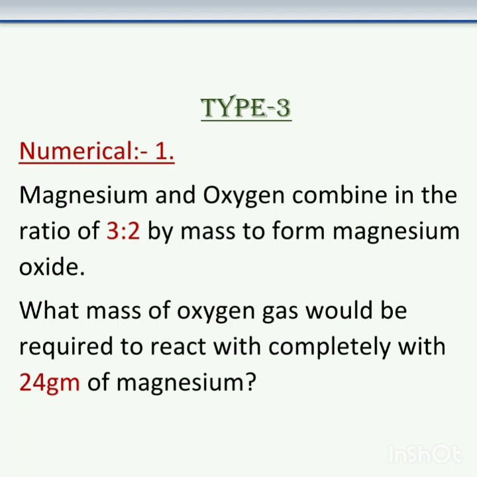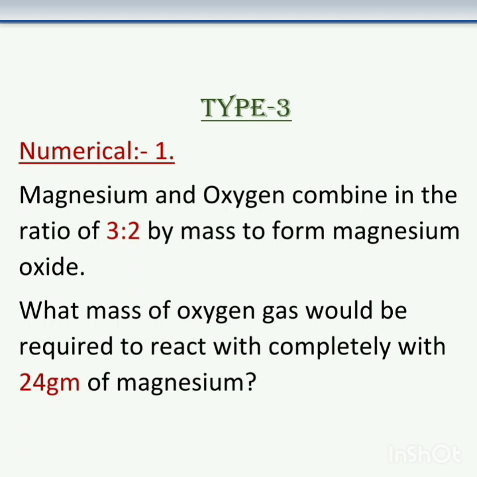Now it's turn of type 3. In this type of numerical, we are provided with the ratio in which the elements combine together to form a compound, and the mass of one of the elements is given and we have to find out the mass of the other. Let us see question number 1. Here magnesium and oxygen combine in the ratio of 3:2. It means if magnesium is 3 grams, how much oxygen do we require to combine? That is 2 grams to form magnesium oxide.